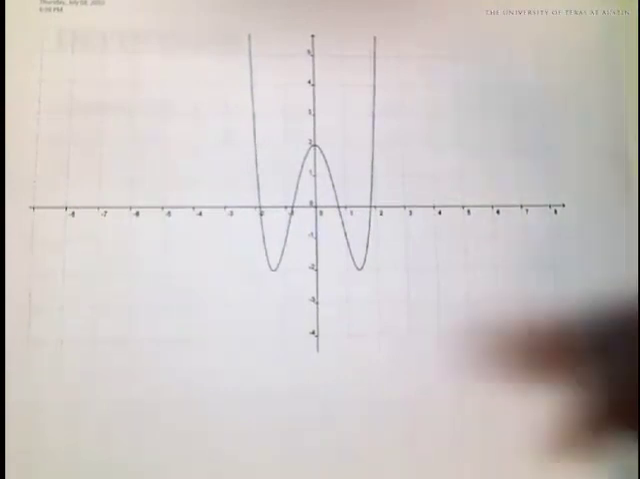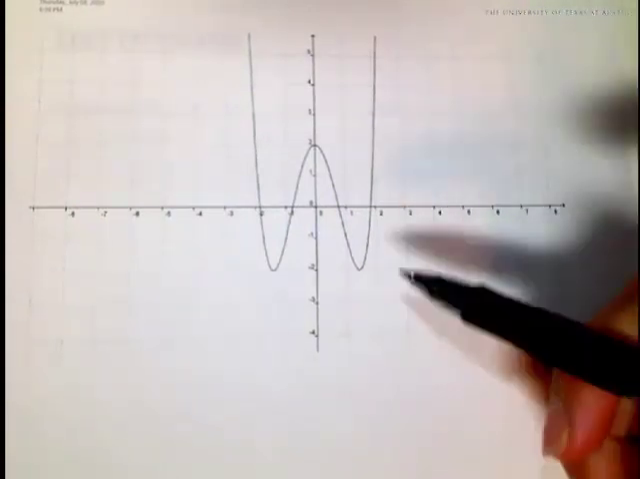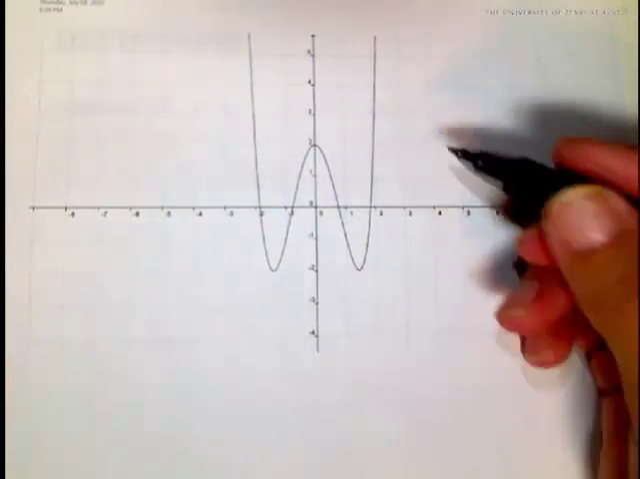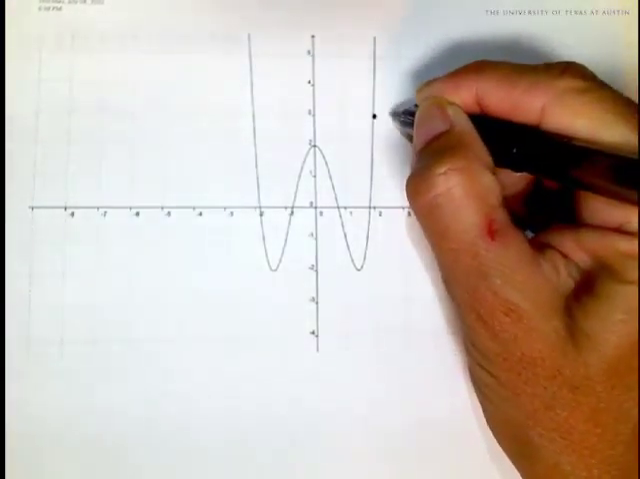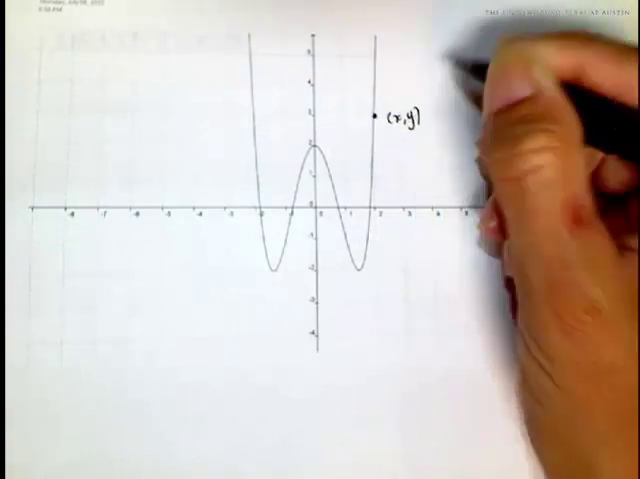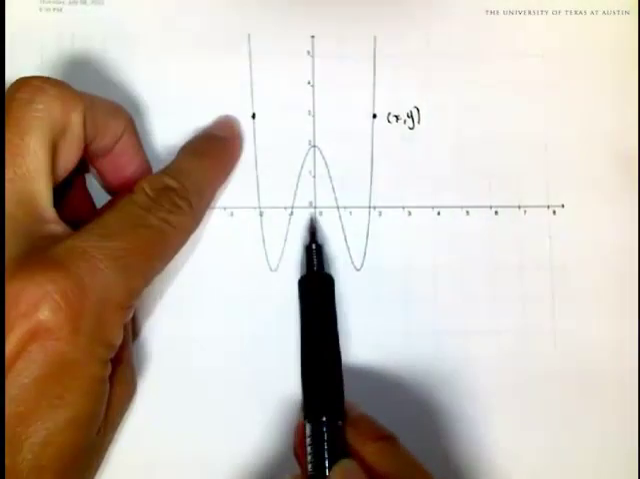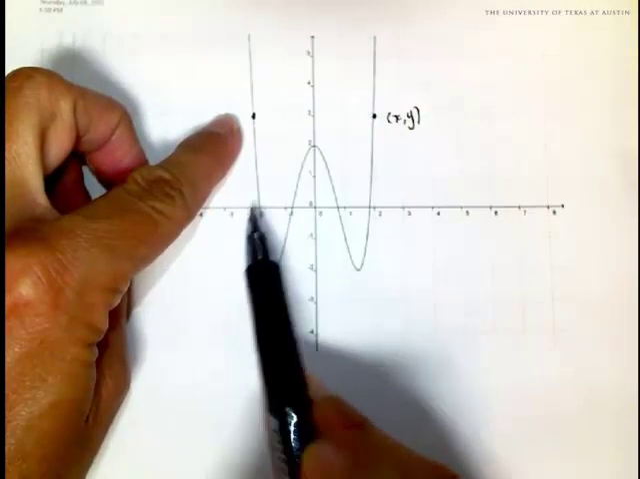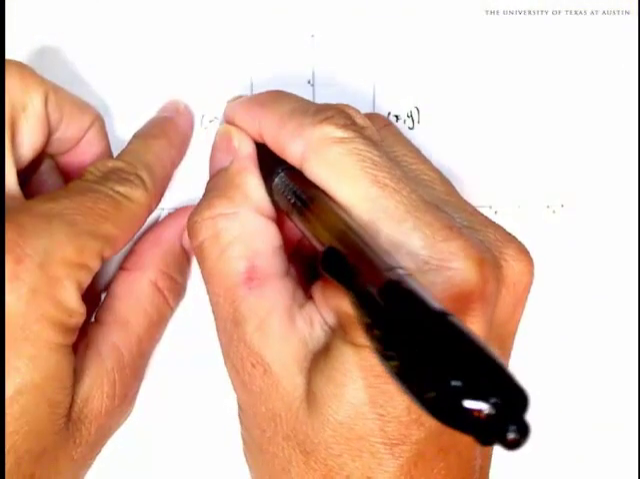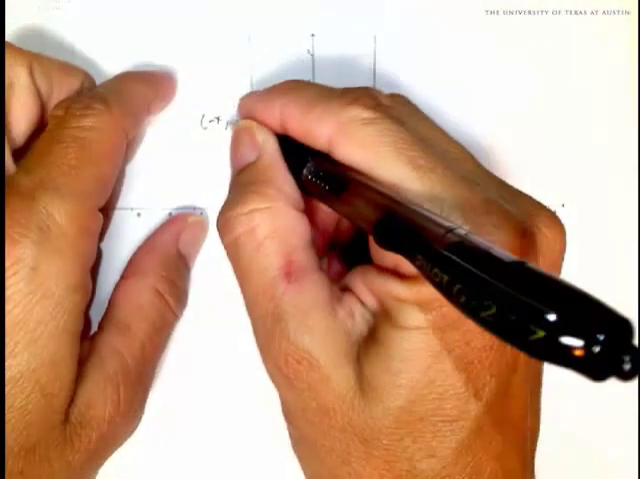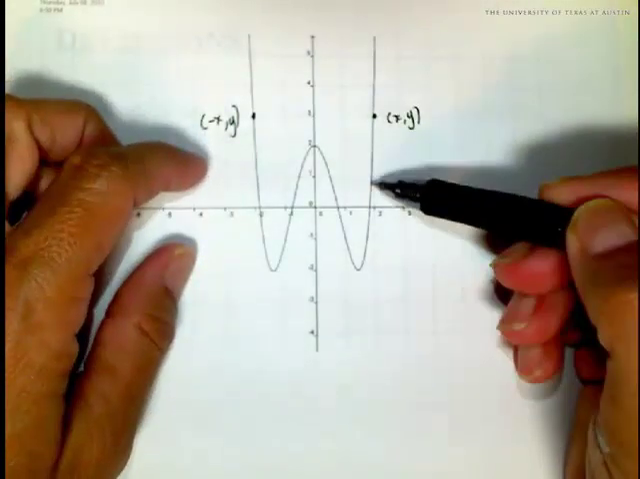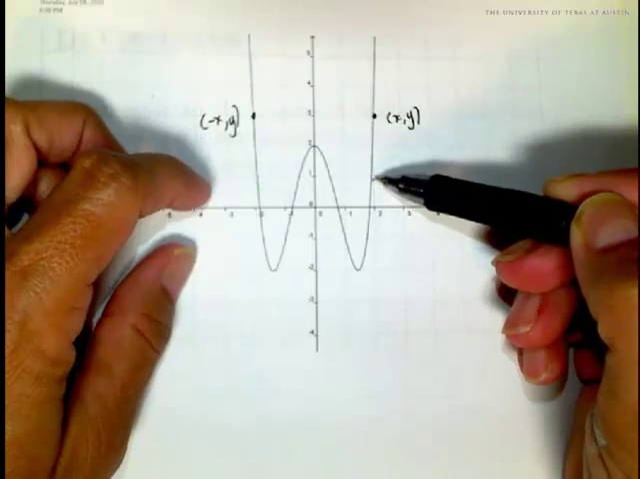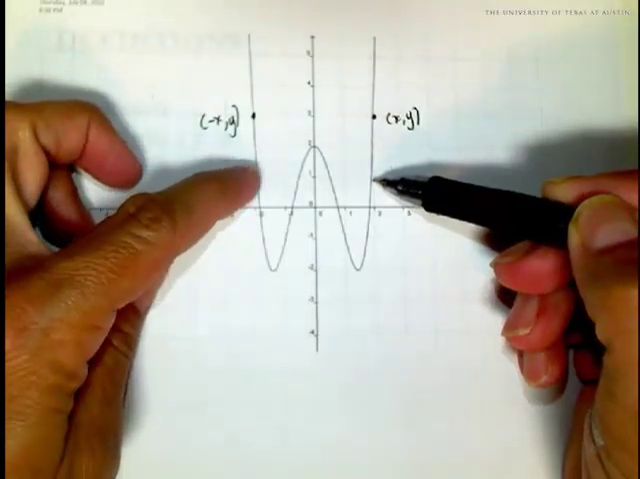So what does that mean? If the point x, y is on the graph, then so too is negative x, y. Well, if this point right here is the point x, y, well then this point right here is that same value but in the negative direction. So negative x and the same height y. Okay? And notice any point I pick, this is my x, y, then this is the point negative x, y.